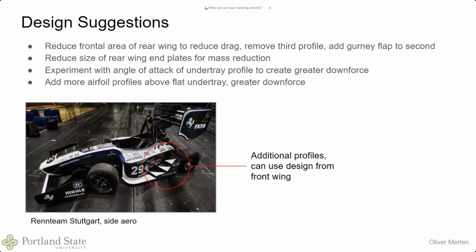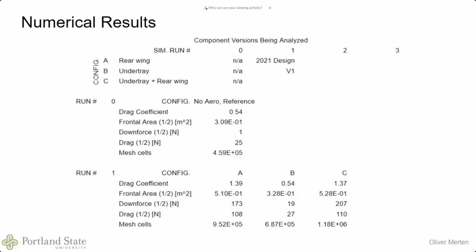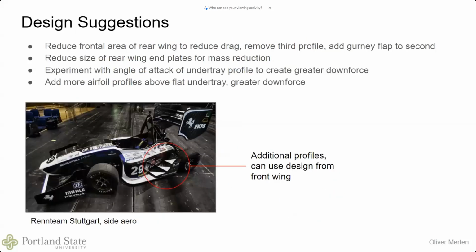Yes, so some suggestions for design would be reducing the frontal area of the rear wing in order to reduce drag. So going back to the numerical results, the drag on the rear wing was 108 newtons for just half of it. So that's quite a large amount of drag force. And so if we can reduce the area, we can directly influence that drag force.